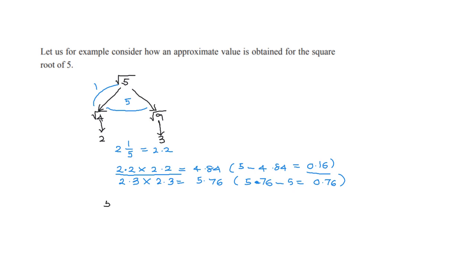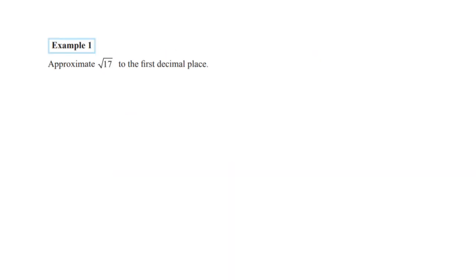Root 5 is approximately equal to 2.2 to 1 decimal place. Example 1. Approximate the square root of 17 to the first decimal place.